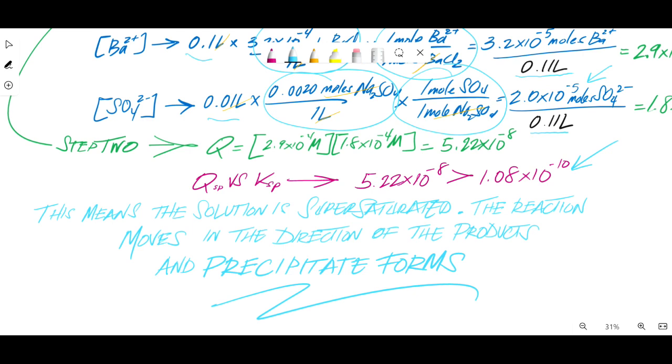So what does this mean? Anytime Q is bigger than K in a solubility problem such as this tells us that the solution is supersaturated. In other words, it's dissolved all of the ionic components that it's able to, and there's going to be excess, and it's going to come out of solution. In other words, this reaction moves in the direction of the products and precipitate forms.